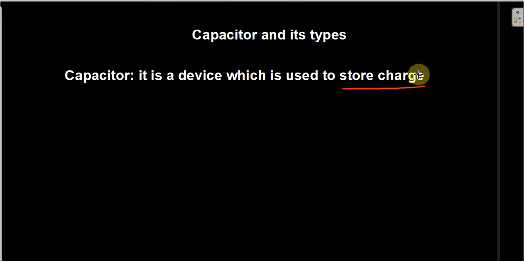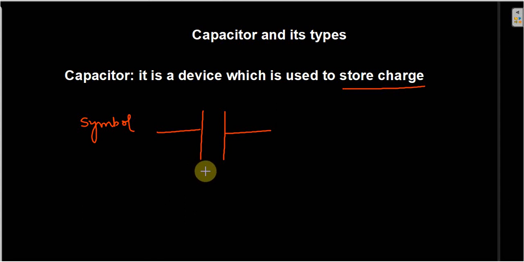Now we will discuss the symbol for a capacitor, how you can represent it. The symbol for a capacitor is this one. An electrical capacitor you can represent by two parallel lines and these two connecting lines. This is for constant capacitance.